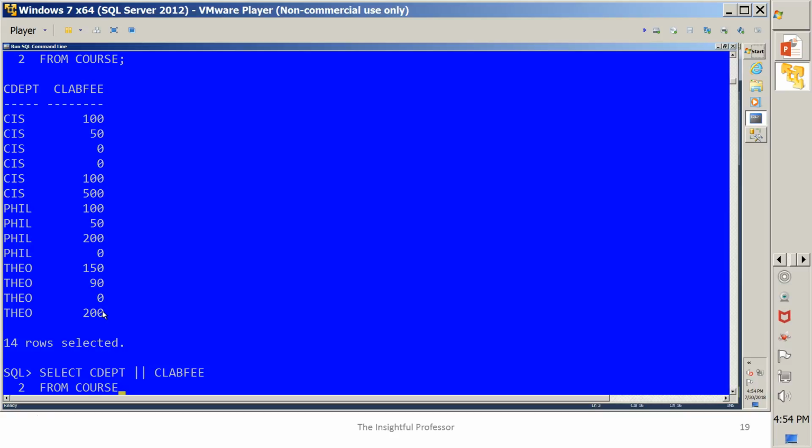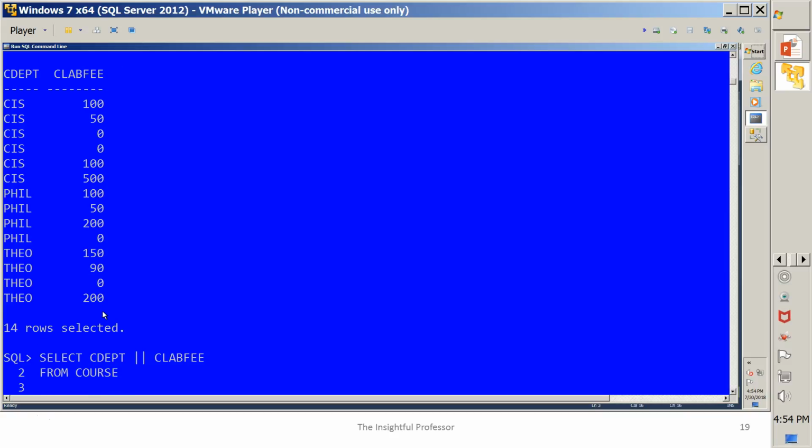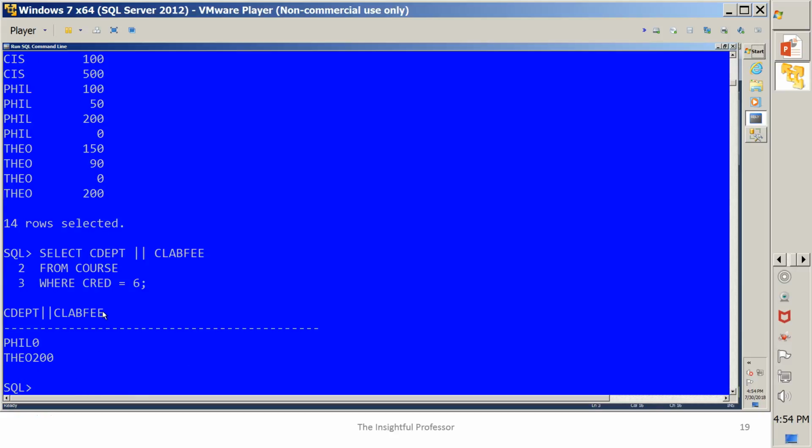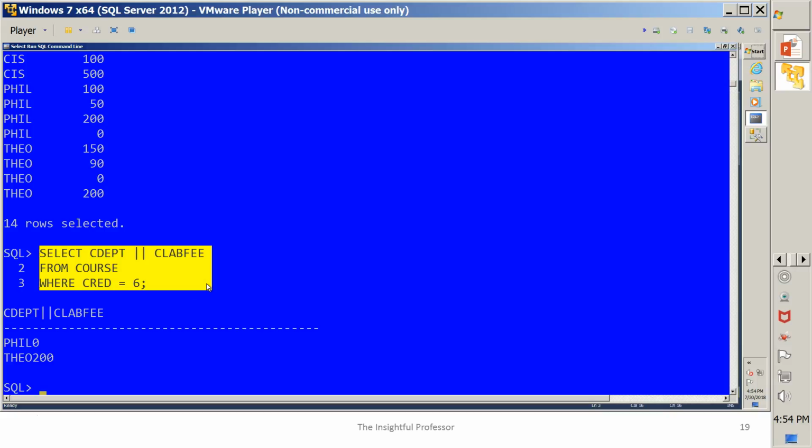So I select this from the course table, and I again restrict the result to 6 credit courses. So notice I get the concatenation. It first implicitly converted lab fee to a character string and then performed the concatenation of those 2 strings. That's kind of neat. Now, let's go over to SQL Server.